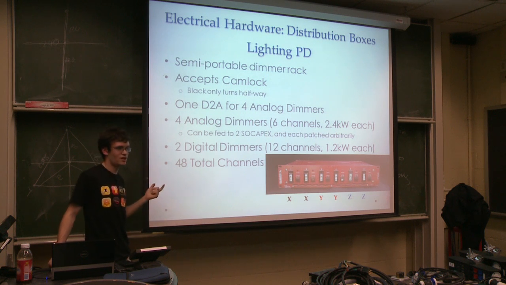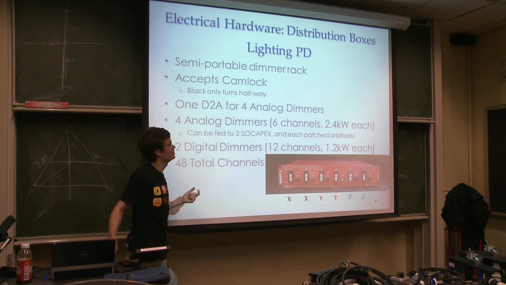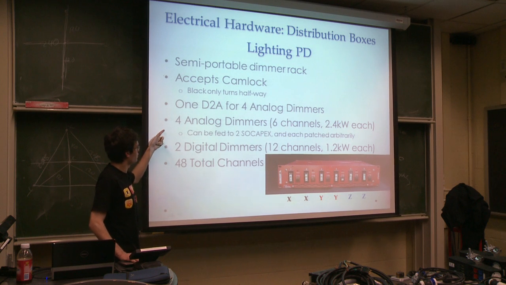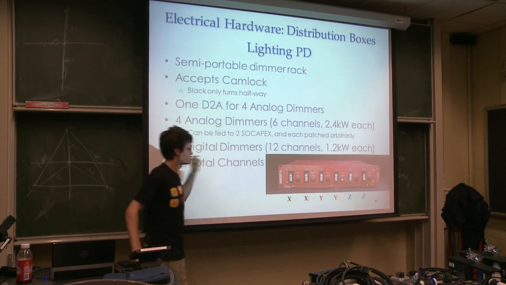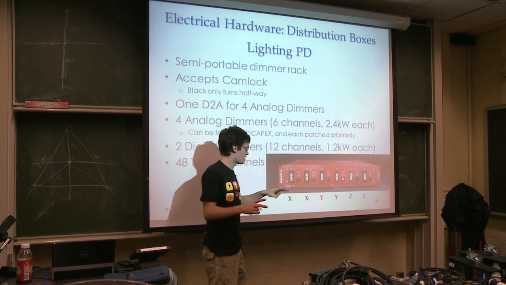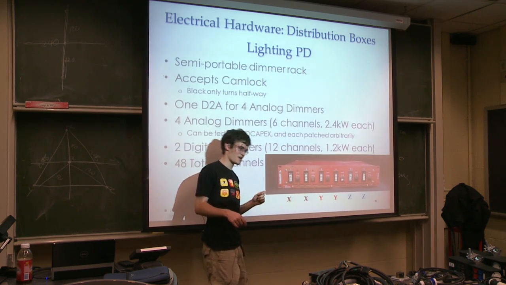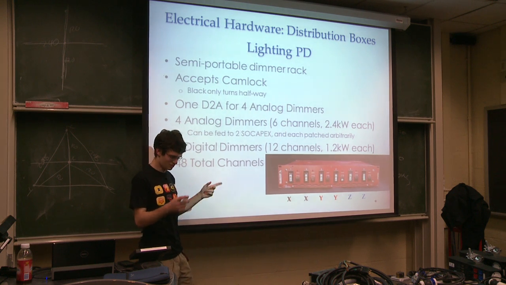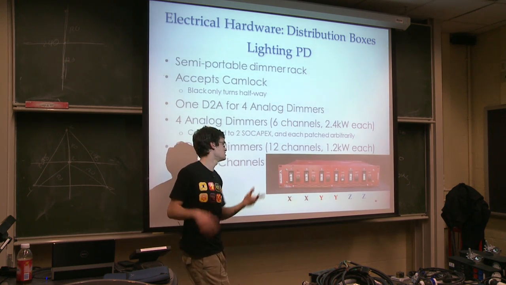You have a digital to analog converter for doing your data for DMX. You have 4 analog dimmers, which are 2.4 kilowatts per circuit, which is this guy. You get 6 of them. However, you get 2 outputs, and you can do some fancy repatching on the back to change how those outputs, which are SOCA connectors, are actually done.